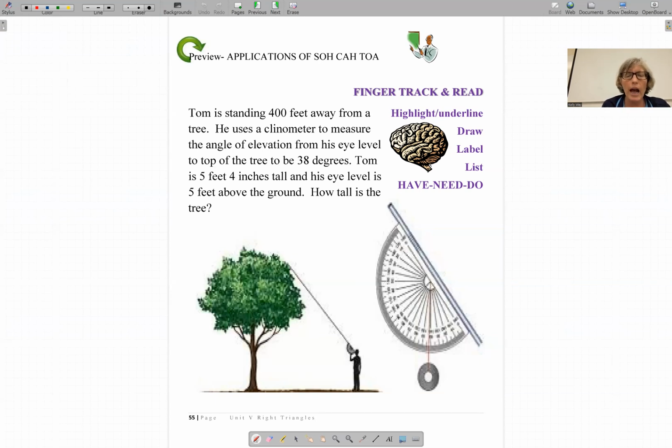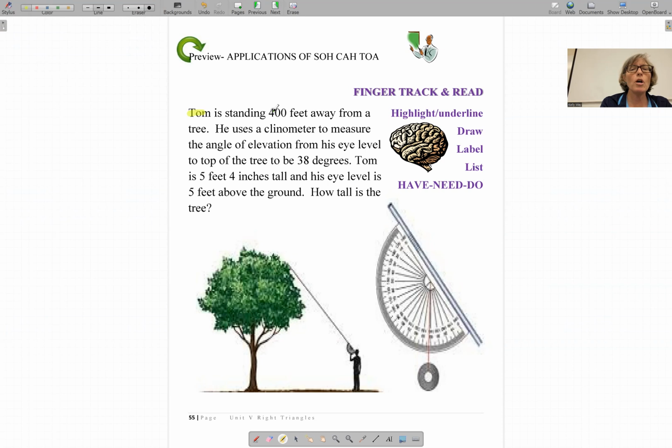Let's model how you do this. Ready? Put your finger on the paper and we're going to track. Finger, ready, go. Tom is standing. You're reading yourself. Hopefully you read that out loud. Go back, highlight all the numbers and what would be important keywords.